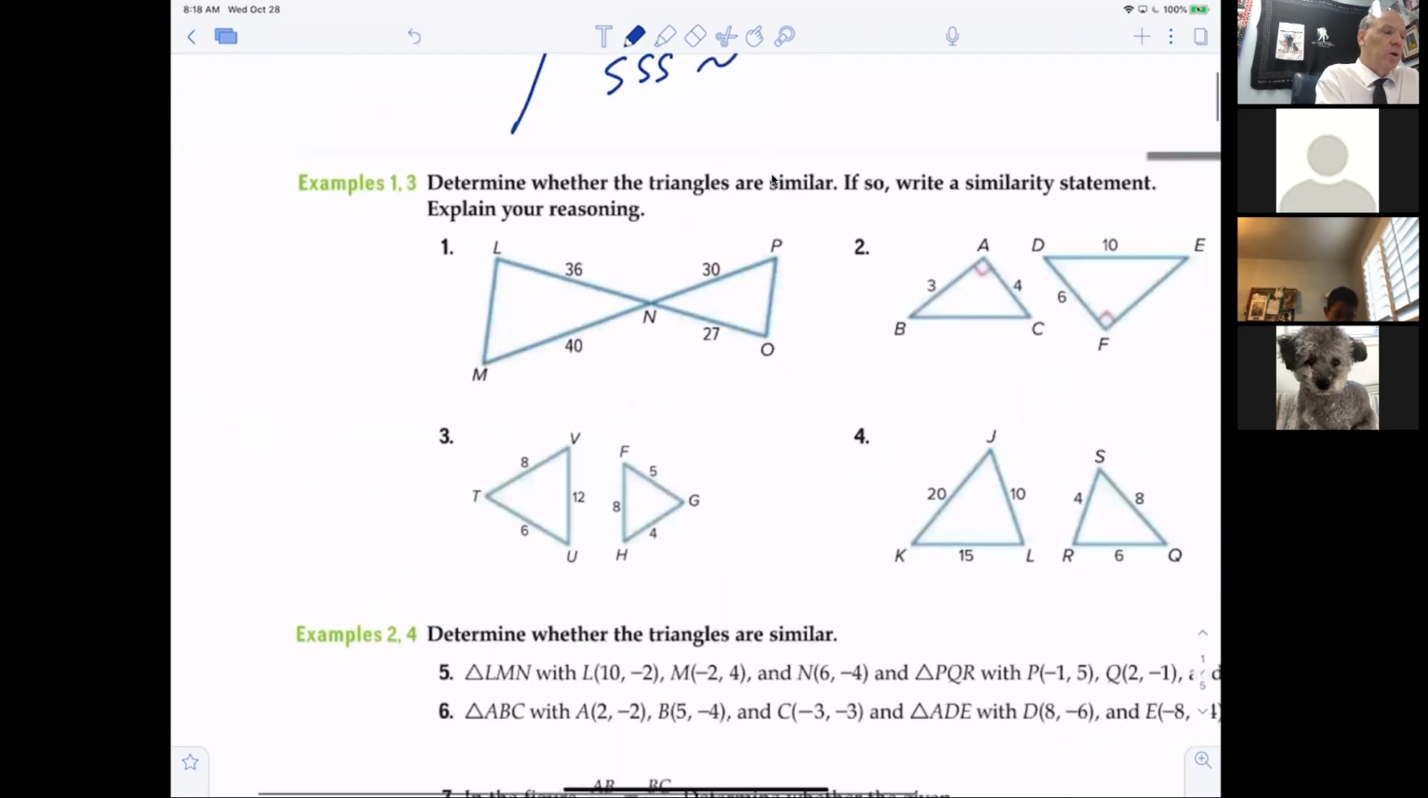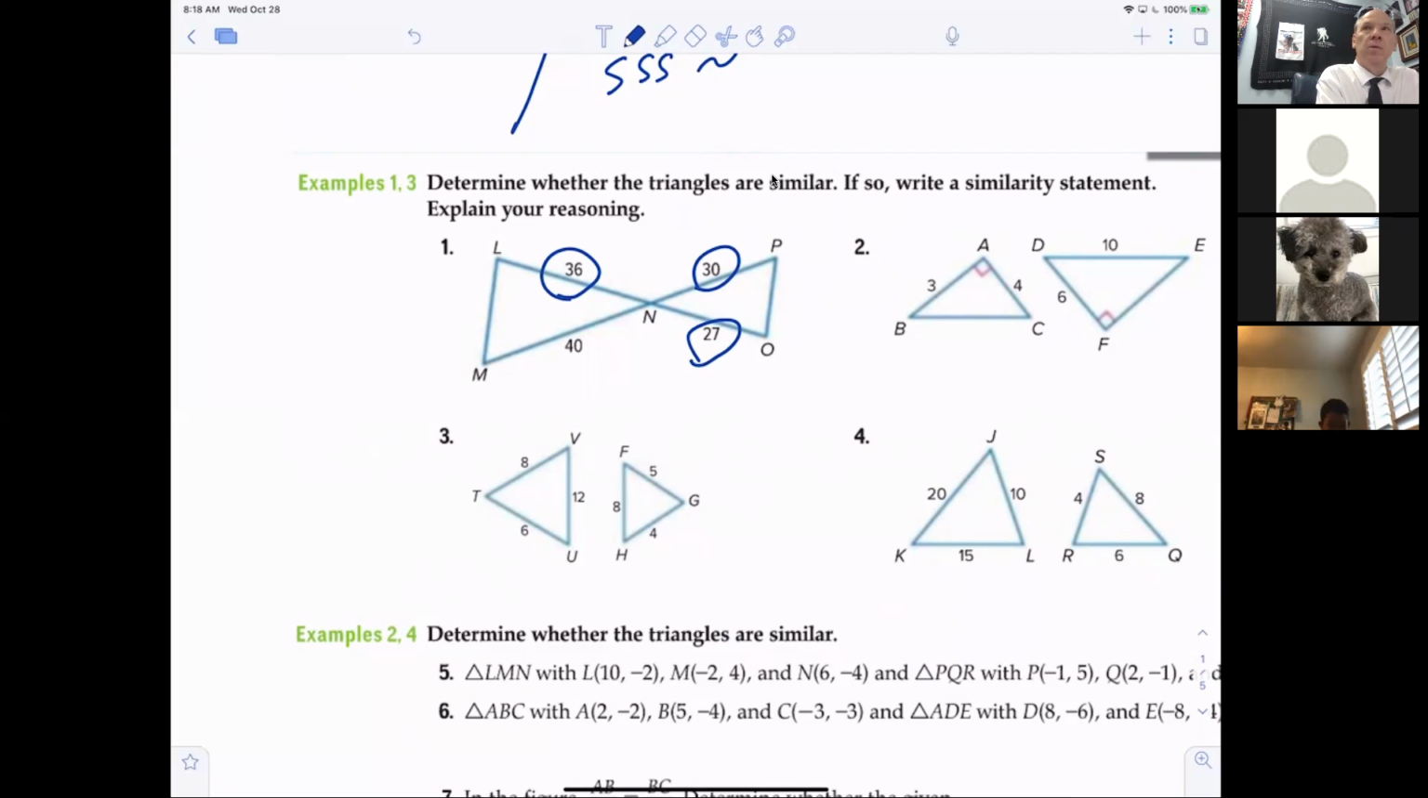Determine whether the triangles are similar. Now, the problem everyone always asks me is this: how do I know what number goes with what number? Does the 36 go with the 30 or does it go with the 27? Which one? Why? Why?